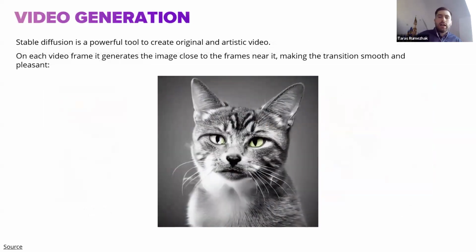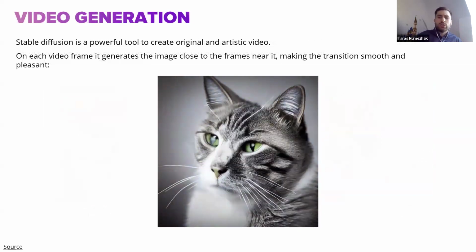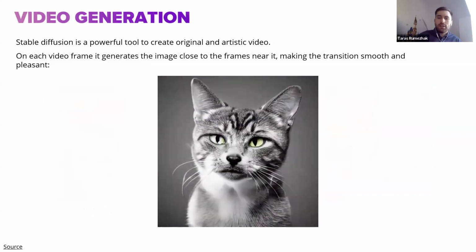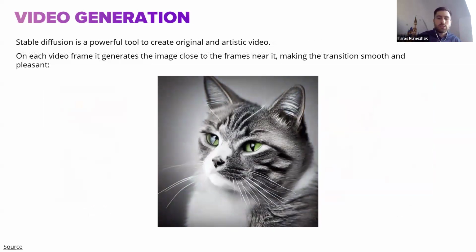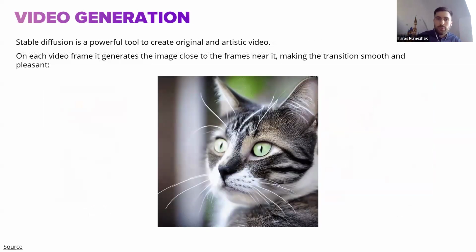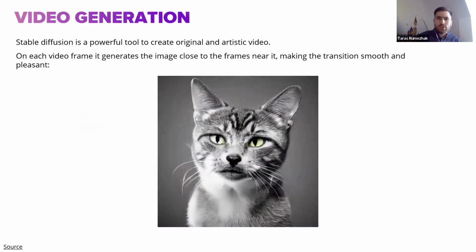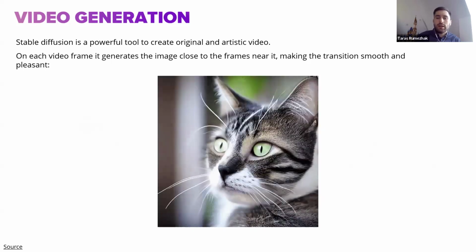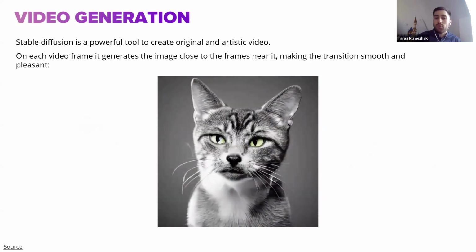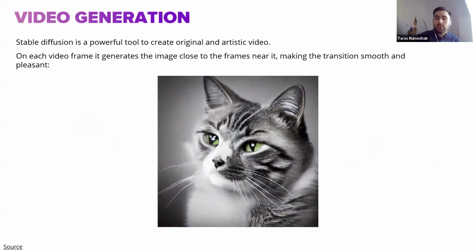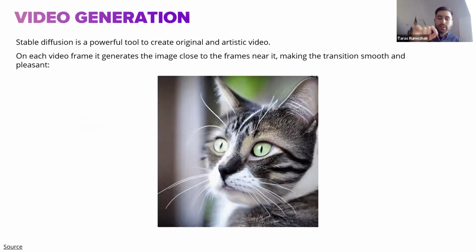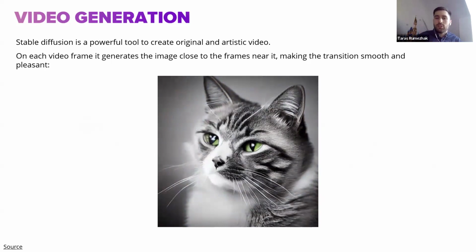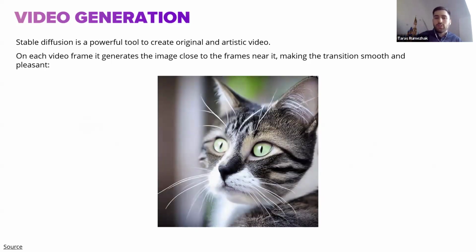Video generation. I didn't want to touch this topic too much, but I know there is a lot of hype around it, so let's discuss it for a bit. What's the first way to generate videos? It's to create a sequence of photos. With ControlNet, for example, you can create sketches and shapes of cats, generate multiple frames, and then connect them into one video.